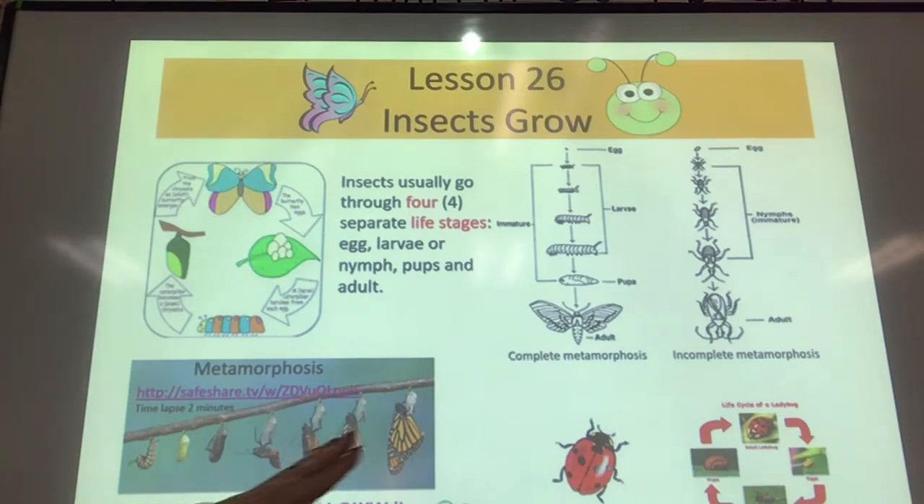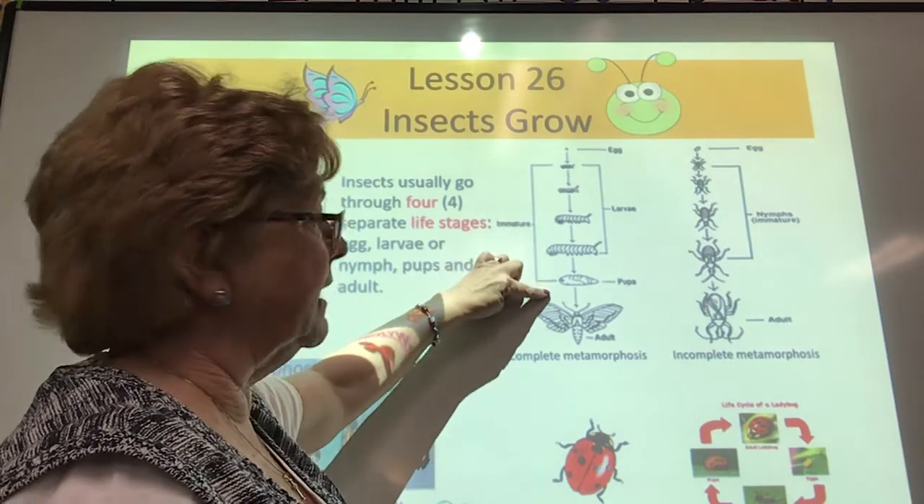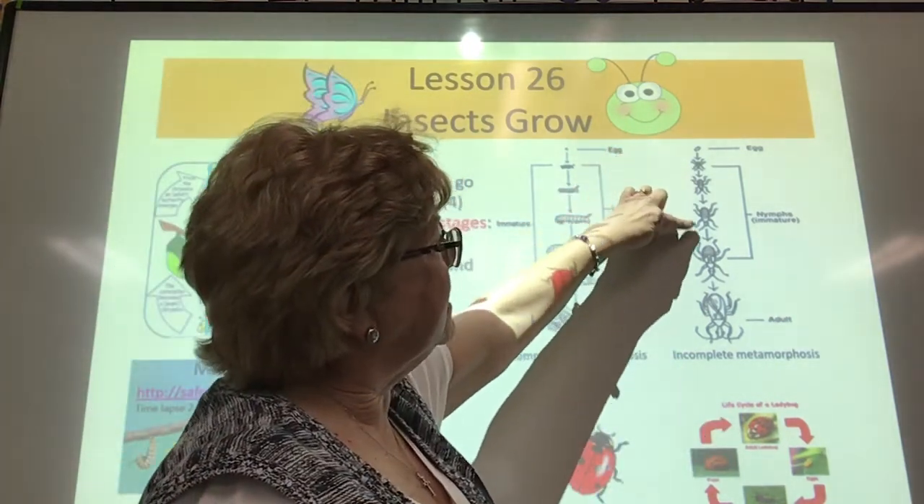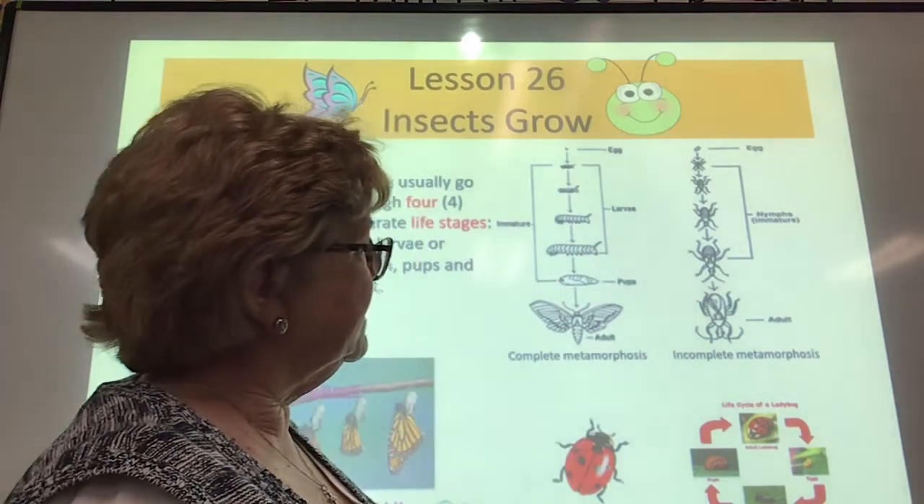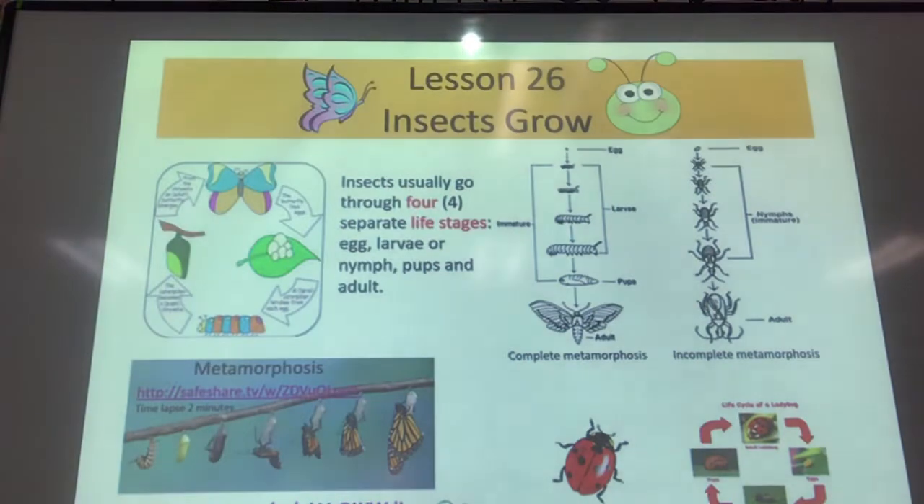So we have complete metamorphosis where it goes from an egg and totally changes what it looks like. Incomplete means it goes from an egg and then it just gets a little bit bigger. All right, so it's not completely changing. Let's look at the ladybug.